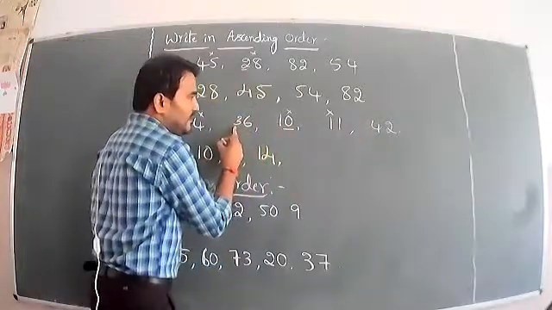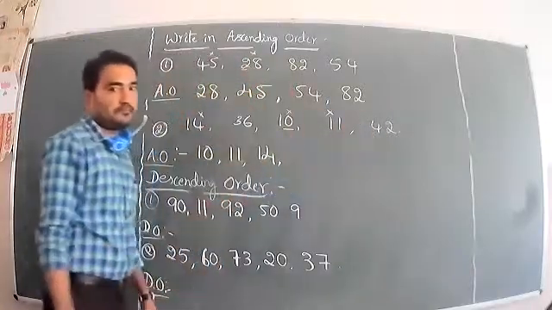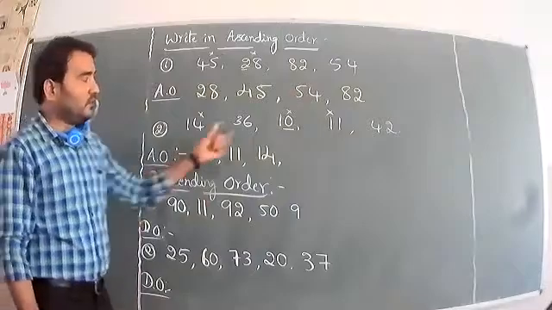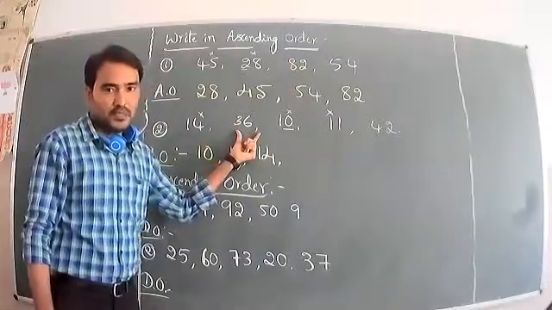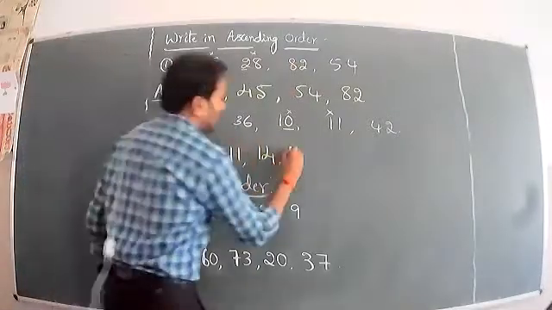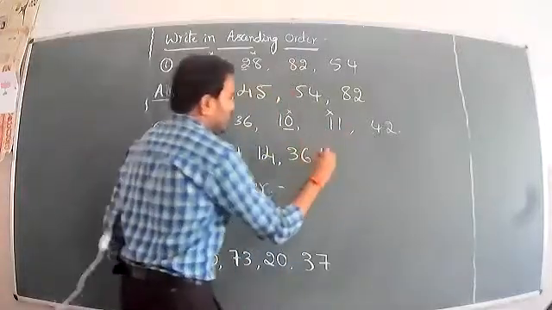Here the tens place is 3, here the tens place is 4. Which is smaller? 3 is smaller. Is it right? 3 is smaller. So 36 is smaller. Now the remaining number is 42.